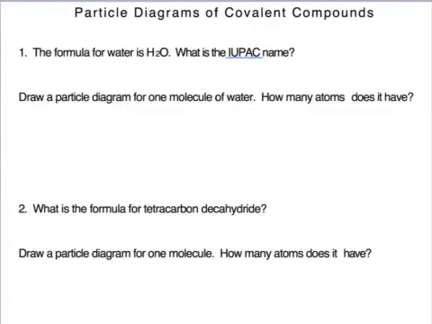So you would write hydrogen, the name of the first element, then the name of the second element, so oxygen would become oxide, and then add your prefixes, so dihydrogen monoxide. Then we want to draw a particle diagram for 1 molecule of water.